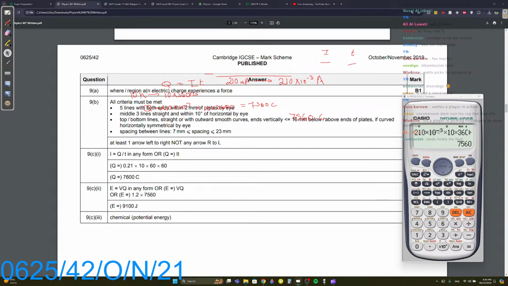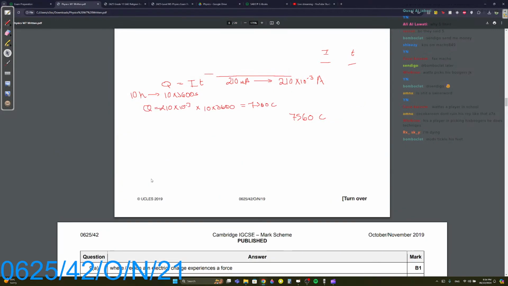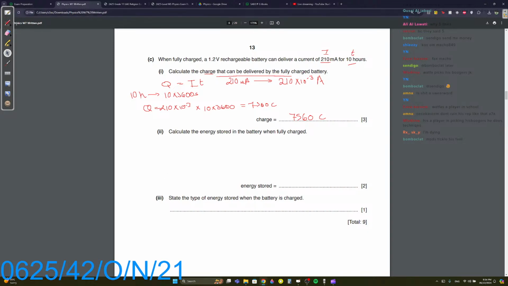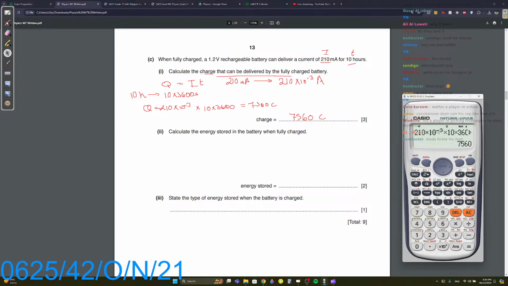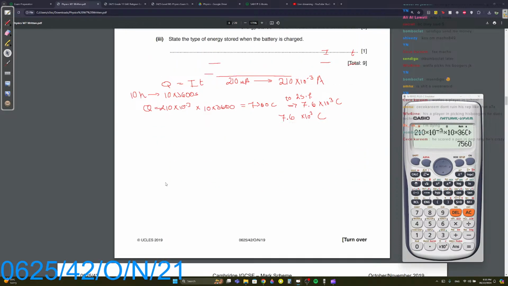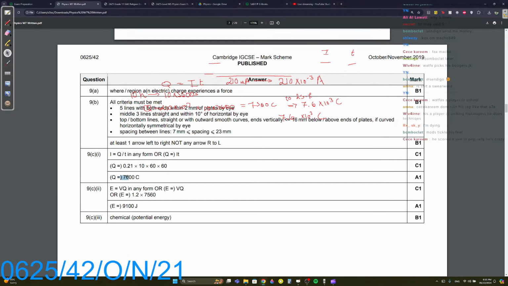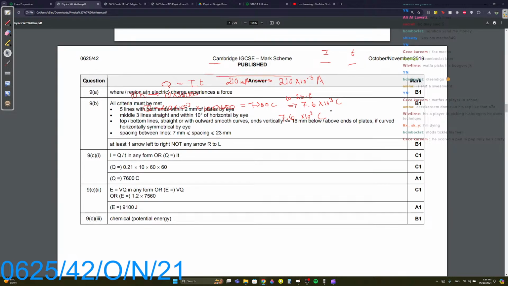Yeah, see, they wanted 2 significant figures. They rounded it to this. Yeah. They wanted 2 significant figures, so to 2 significant figures it's 7.6 times 10 to the power of 3 coulomb. Some people may ask me, why is it 7.6 times 10 to the power of 3 and not 7,600?